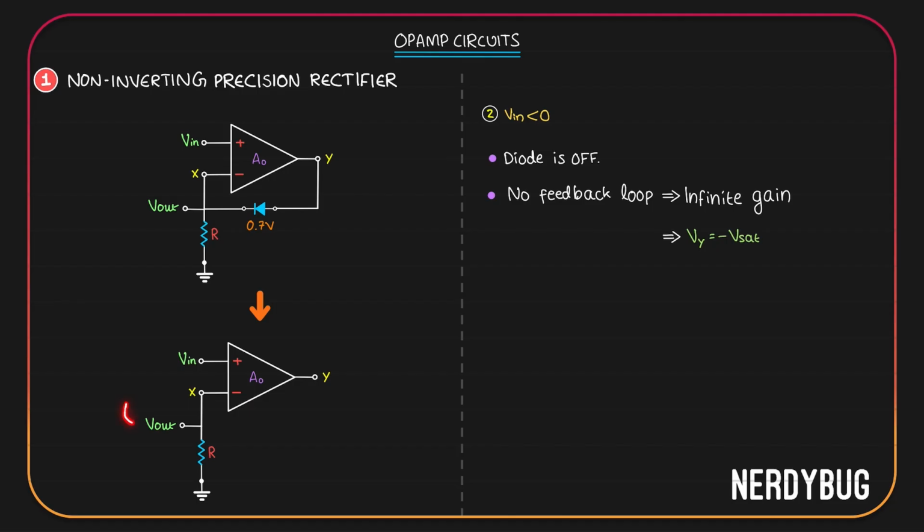Now, how about the output? No current will flow through the resistance R. Why? Because the only path through which a current can flow through R is this. That means current should come out of the input terminal, which is not possible because for an ideal op-amp, input impedance is infinite. So no current will flow through R. Vout basically is the potential drop across R. Since there is no current in it, Vout will be 0.